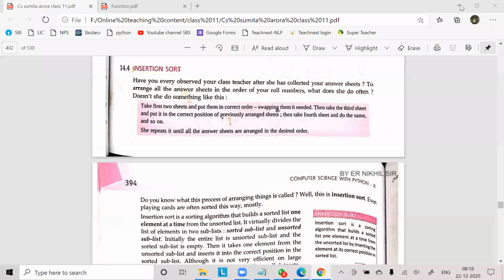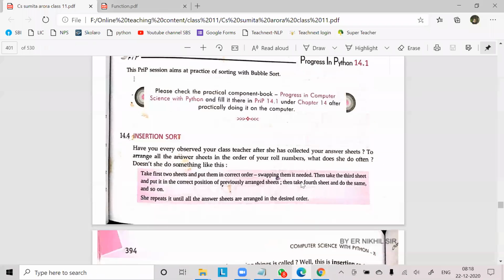Let me close this one and come back to the topic. Okay, so in insertion sort, now please tell me what are the things that you have seen, what was happening, what was the first point that was taking place, how the comparison was done, or what was the concept that it was following.